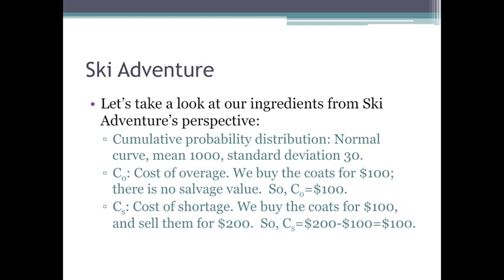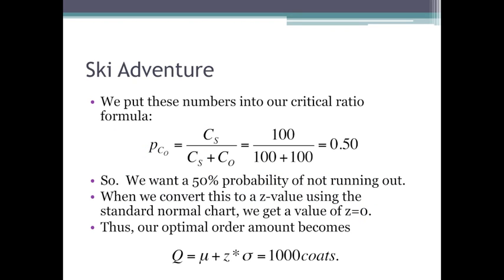So then there's the cost of shortage. The cost of shortage, well, they buy the coats for $100 and then sell them for $200. So the cost of shortage is $200 minus $100 is equal to $100. When we calculate the critical ratio, well, we find that the critical ratio is 0.500, 1 half. So we want a 50% probability of not running out.